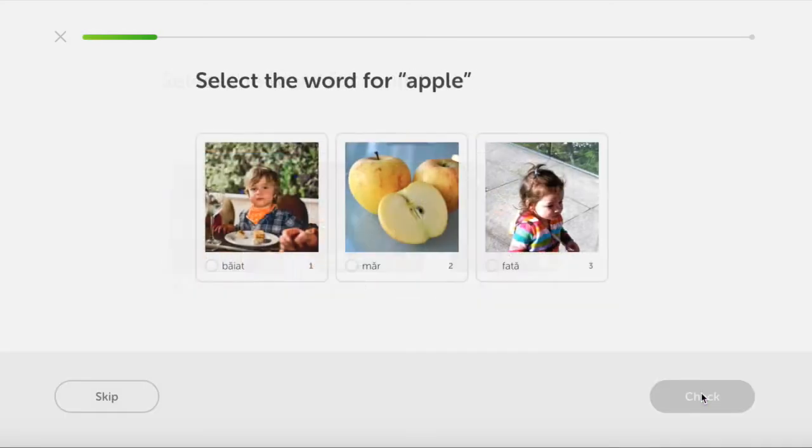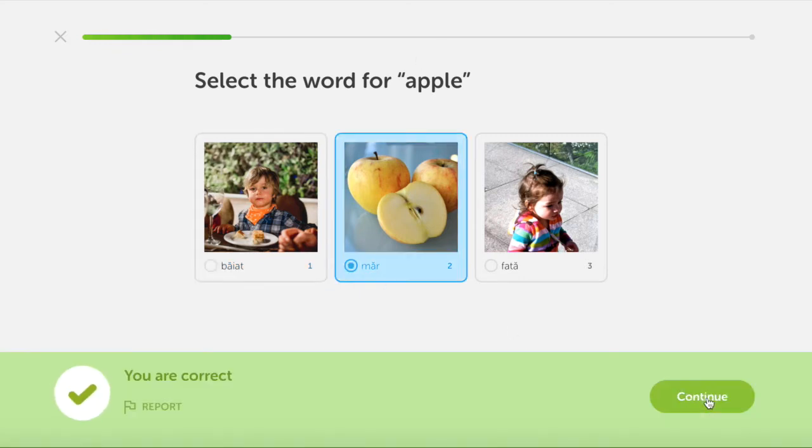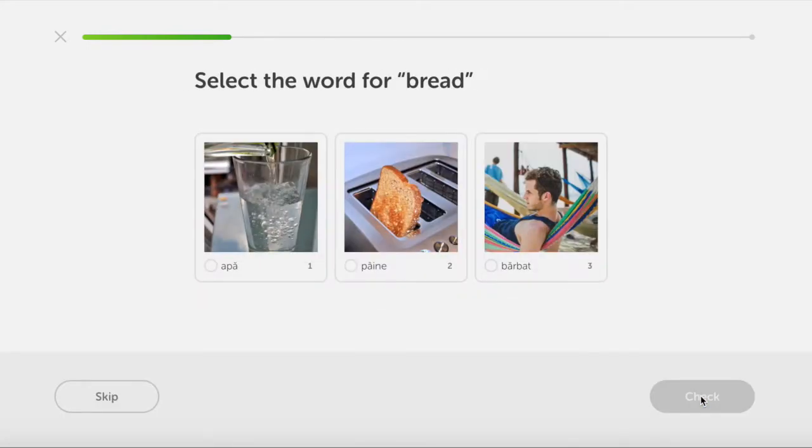Let's continue. Select the word for apple. In the first image we have băiat. Second, măr. Third, fată. Fată means girl. Măr means apple. Băiat means boy. Apple, măr. Check, correct.